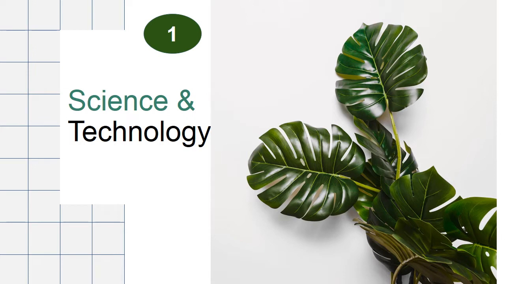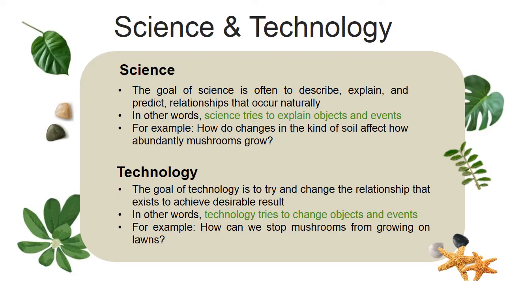The first discussion, science and technology. What is the definition of science and technology? Science. The goal of science is often to describe, explain, and predict relationships that occur naturally. In other words, science tries to explain objects and events. For example, how do changes in the kind of soil affect how abundantly mushrooms grow?